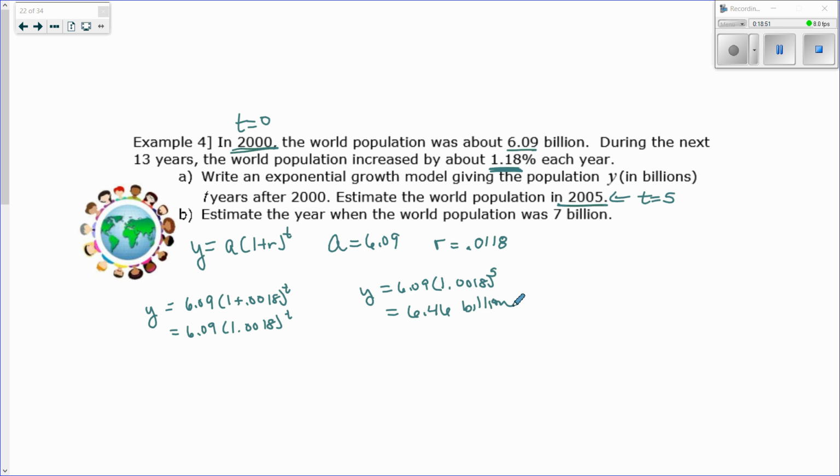So that's one way to do it. Sorry, that is one way. No, that's the way we're going to do that one. Sorry, I'm looking at the next part. So that was all part A.